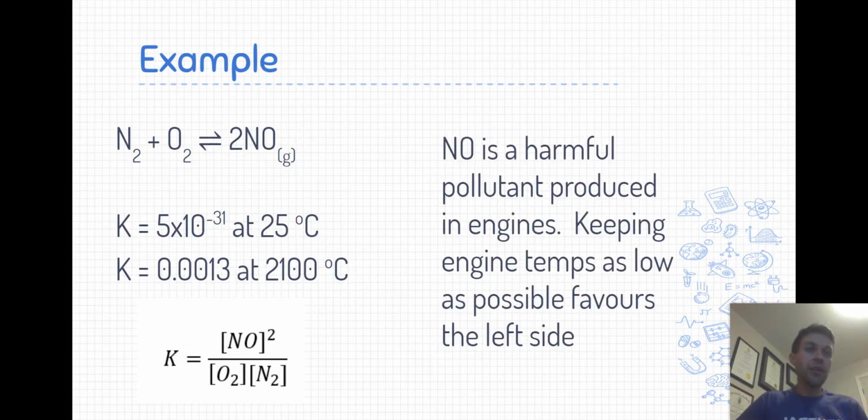Now, this example here is an example of a harmful pollutant that's produced in internal combustion engines. So if we want to reduce the amount of nitrogen monoxide that's formed, we want to keep engine temperatures as low as possible. We see that when we have a very low temperature, around room temperature, 25 degrees Celsius, the chemical substances on the left-hand side are heavily favored.